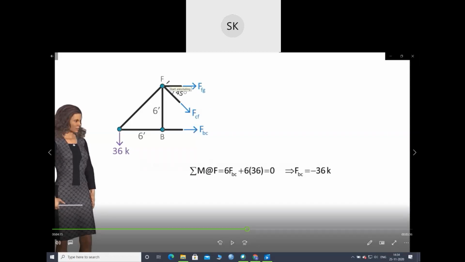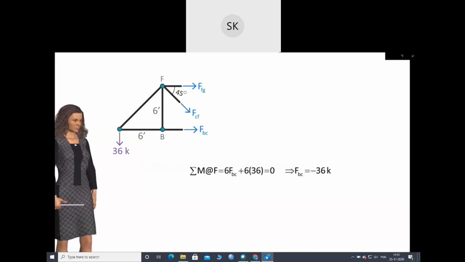The force of this member about point F has a distance of 0, so its moment is 0. So only this 36, you can take 36 into this 6 meter. Okay. Force into distance. Now this force into this perpendicular distance. So FBC into 6. 36 into 6 and FBC into 6, equals to 0. So from here you can find out FBC. For FBC, we get FBC equals negative 36 kN.